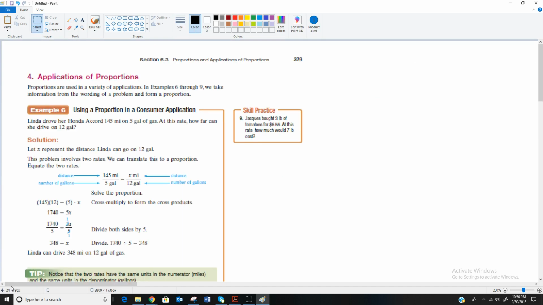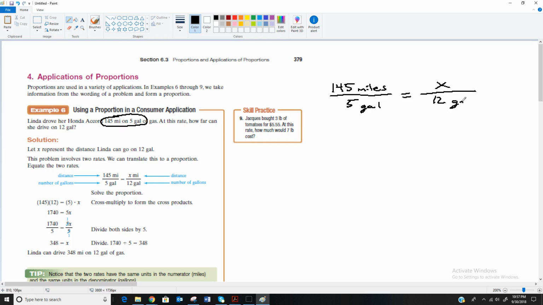So now where would you use proportions? Well, a real common one is miles per gallon in your car. So in this case it says Linda drove her Honda Accord 145 miles on 5 gallons of gas. At the same rate, how far could she drive on 12 gallons? So I'm going to set up a proportion. I'm going to make sure I have it set up with the units in the same places. So 145 miles for 5 gallons would be equal to how many miles, and I'm just going to put an X because we don't know it, for 12 gallons.